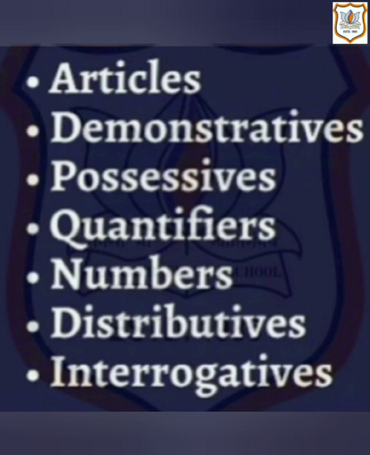For uncountable nouns also the determiner is optional. For example, we can say "this milk" or "the milk tastes strange today." Or we can say "milk is very healthy for children." There are about 50 different determiners in the English language. Some of them are articles, demonstratives, possessives, quantifiers, numbers, distributives, interrogatives.